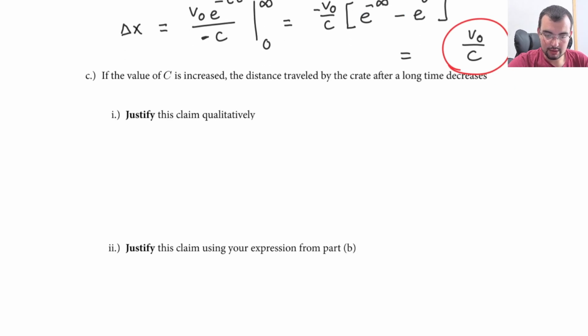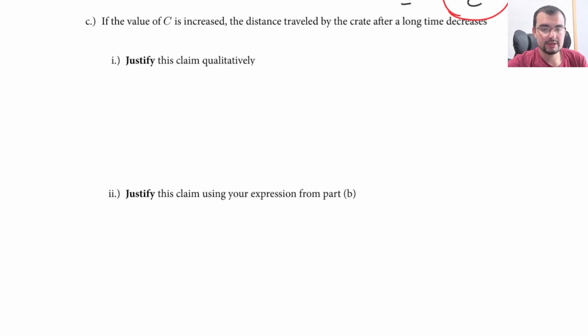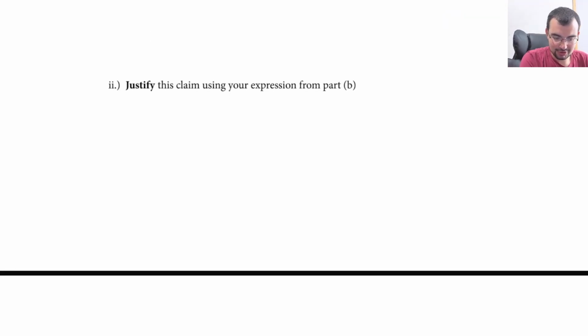So now it says if the value of c is increased, the distance traveled by the crate after a long time decreases. So we will justify this claim qualitatively, meaning without math, and then we will justify it using the expression from part B. Now, this is my personal life hack where if you can't figure it out for the qualitative, just do the quantitative first. So this is quite simple using the expression from part B, because we said delta x was just equal to v0 over c, and c is in the denominator.